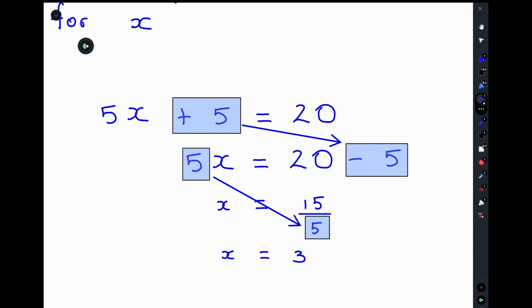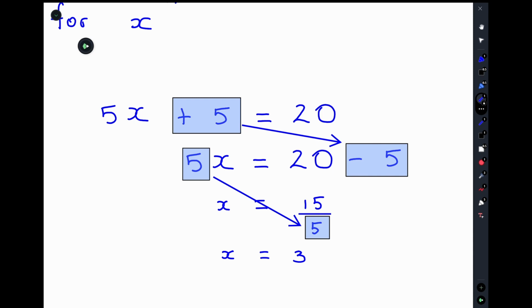So let us take a review of what happened. The first thing we did, we identified the number of terms, 3. Our goal is to have x on its own on one side of the equation, which meant we had to move the plus 5 term to the other side and the multiply by 5 to the other side in that order.